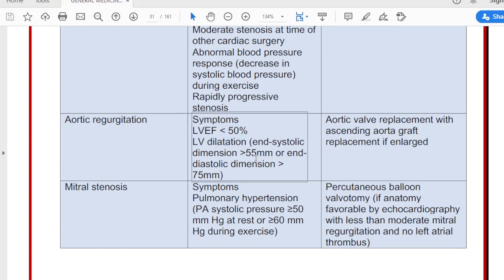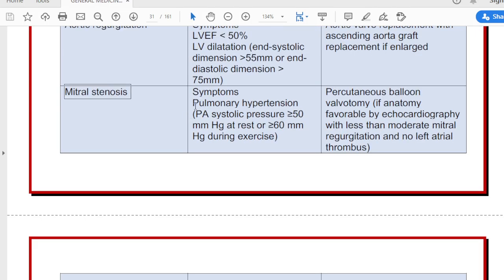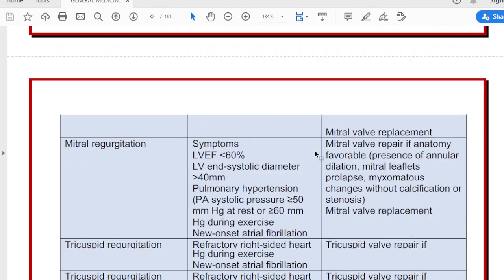Aortic regurgitation. Symptoms, LVEF less than 50%, LV dilatation, end systolic dimension greater than 55 mm or end diastolic dimension greater than 75 mm. Aortic valve replacement with ascending aorta graft replacement if enlarged. Mitral stenosis. Symptoms, pulmonary hypertension, PA systolic pressure greater than or equal to 50 mmHg at rest or greater than or equal to 60 mmHg during exercise. Percutaneous balloon valvotomy, if anatomy favorable by echocardiography, with less than moderate mitral regurgitation and no left atrial thrombus.